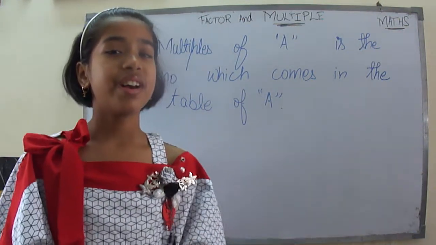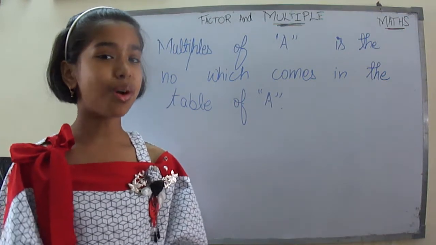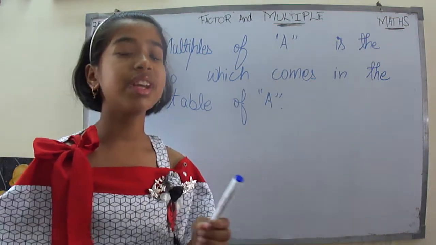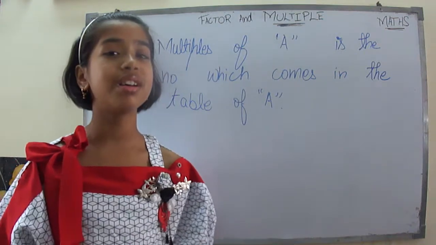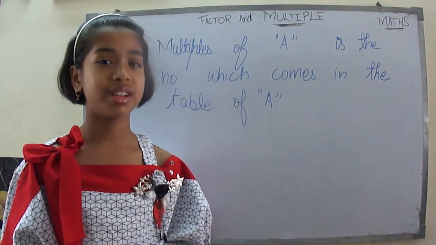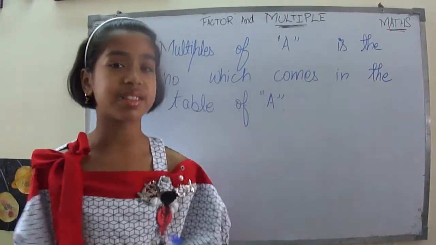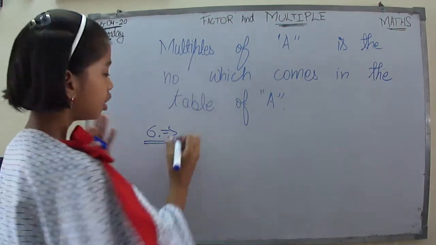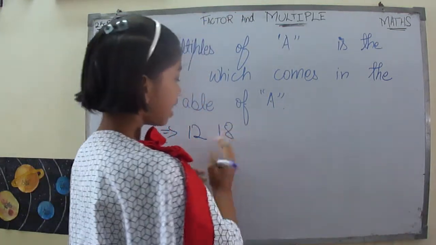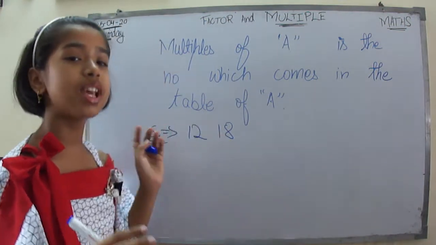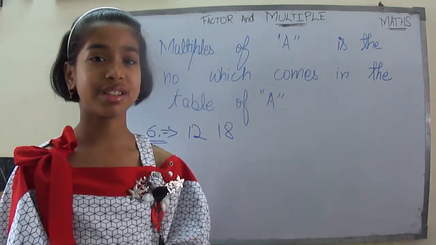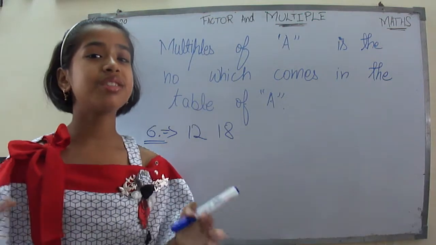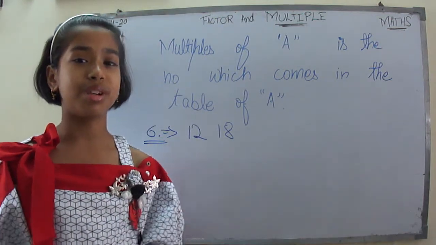So what I want to say, take the example of 6 again. What are the multiples of 6? How can we get the multiples of 6 or of any number? We just have to write the multiplication table. If I want to write the multiples of 6, I have to write the multiplication table of 6: 6, 12, 18, and all the numbers which come in the table of 6 are multiples of 6. I think it is clear to you. A multiple is just a number which comes in the table of that number.